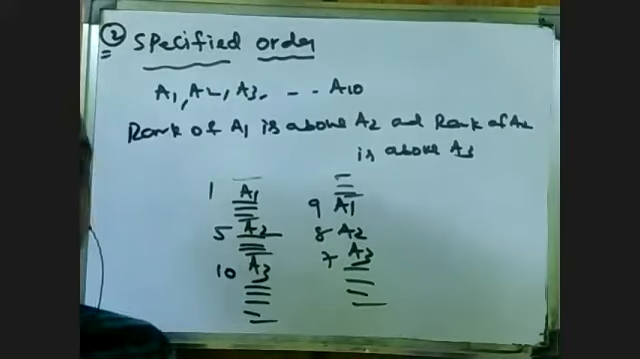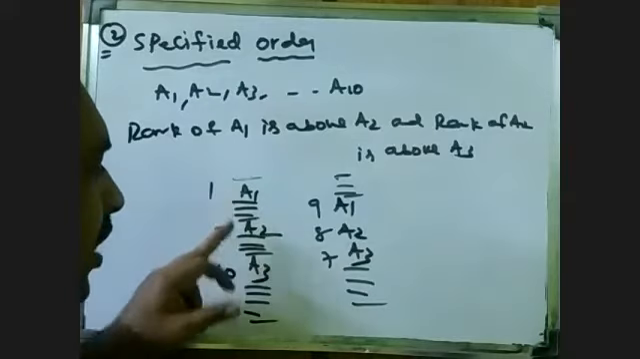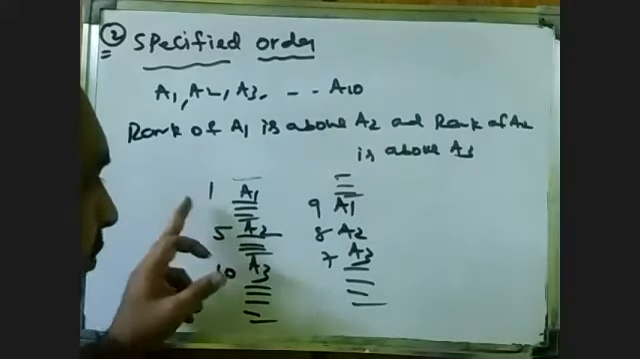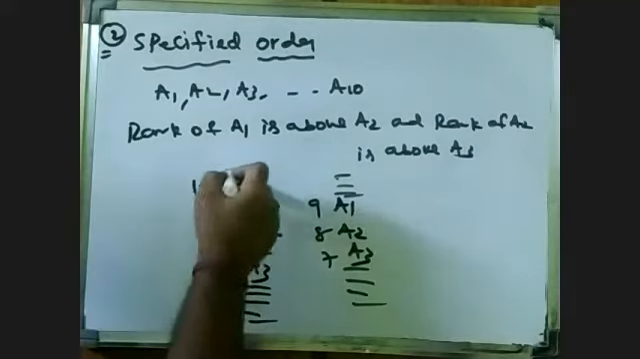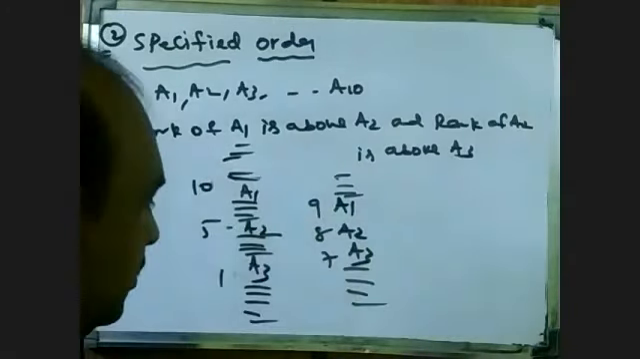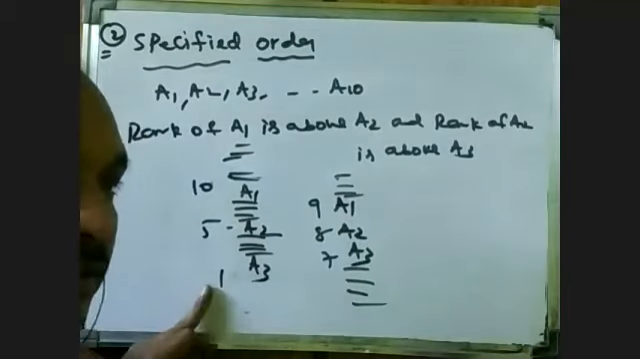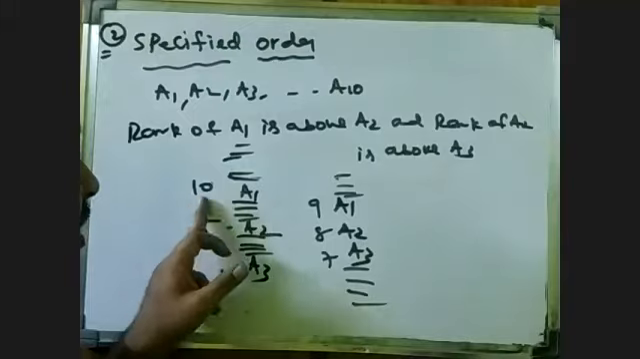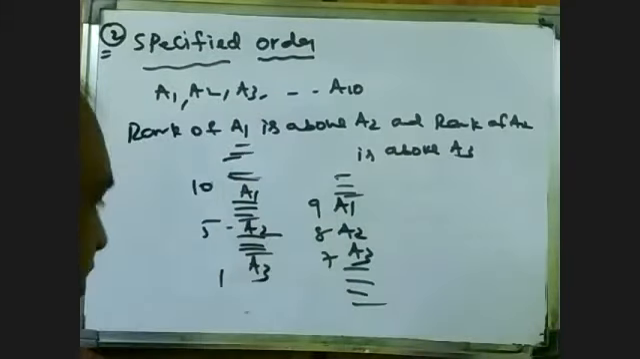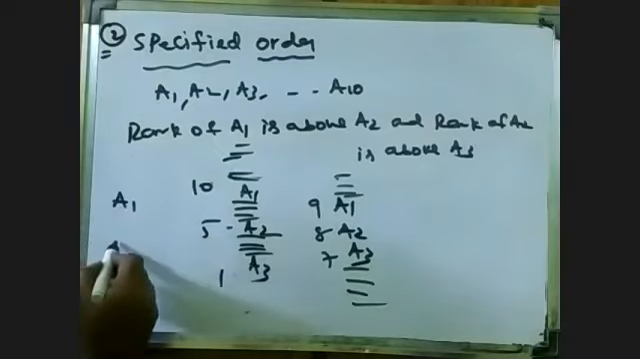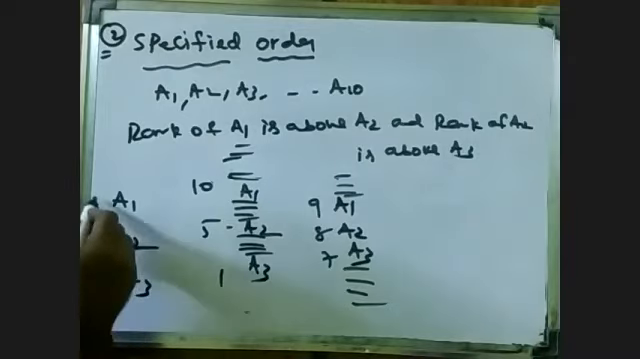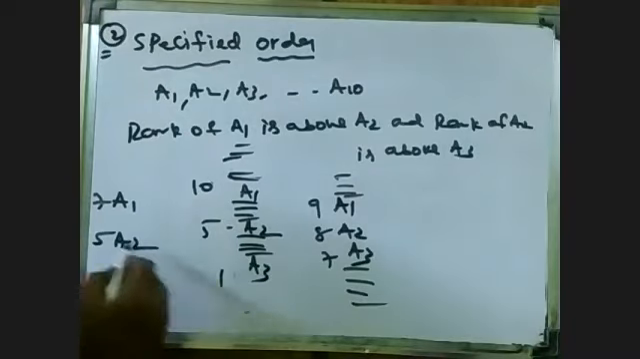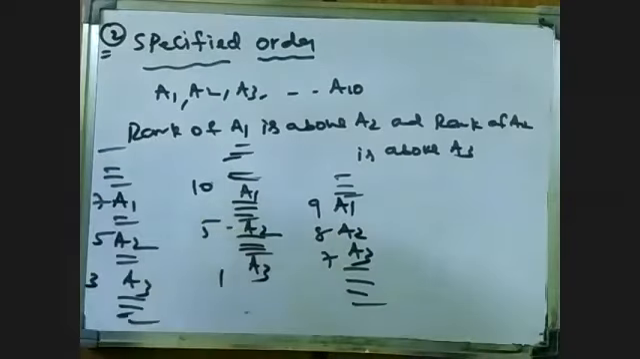So try to understand this. The rank of A1 is always above A2. Suppose the answer is 1, 5, 10. It's no problem. So many students may be there. The rank of A3 is 1, the rank of A2 is 5, and the rank of A1 is 10, and so on. Sometimes it may be like this also: 3, 5, 7, so in between there are 2 students.